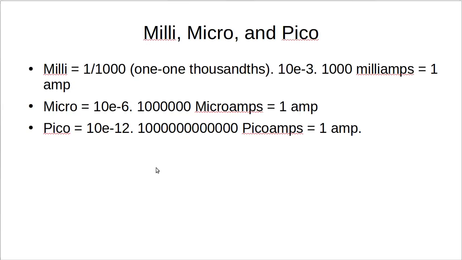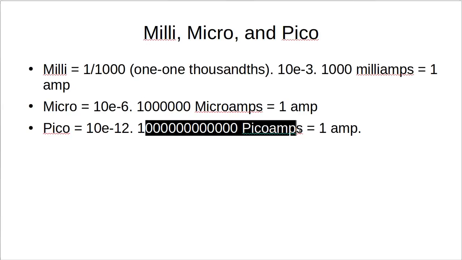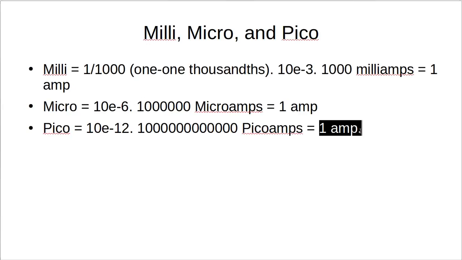Pico moves the decimal point 12 places to the right. Yes, to the right. Sorry, not to the left. Micro, all of these, you move it to the right. Pico moves it 12 places to the right. So this number of picoamps, say, equals 1 amp. So it's sort of similar, though.